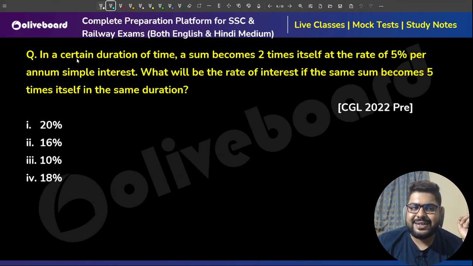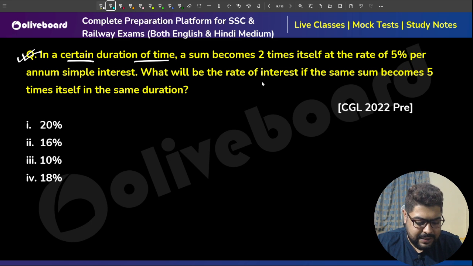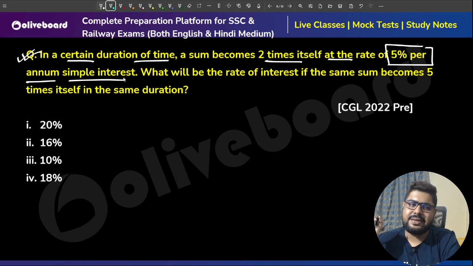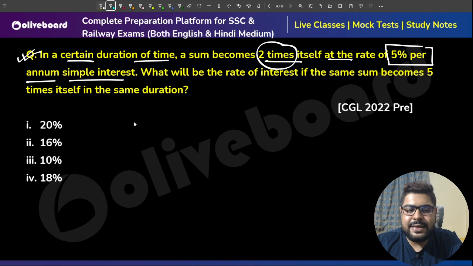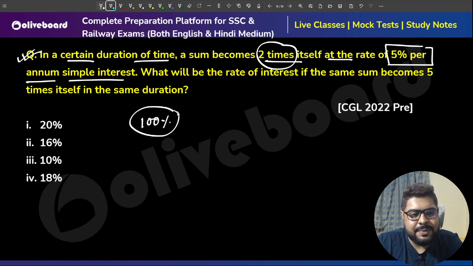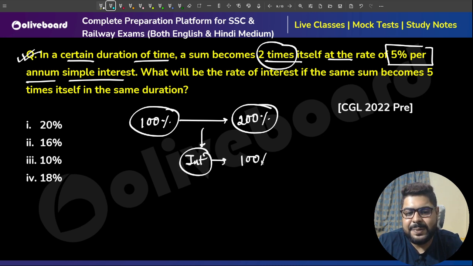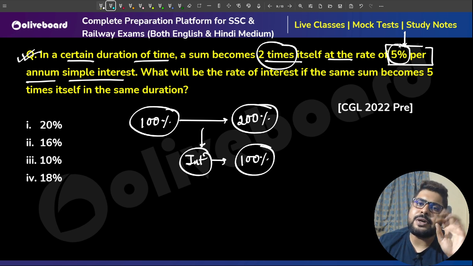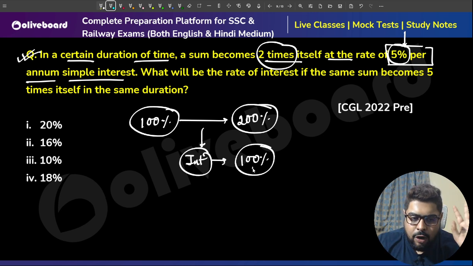Next, sir, the next question we are moving to. In a certain duration of time, a sum becomes 2 times itself at a rate of 5% per annum simple interest. Two times itself means 100% was my principal, and it has now become 200%. Meaning the interest is that extra 100%. Now the interest rate is 5% per annum; every year I am getting 5%. So in how many years will I get 100%? I'll get that in 20 years.